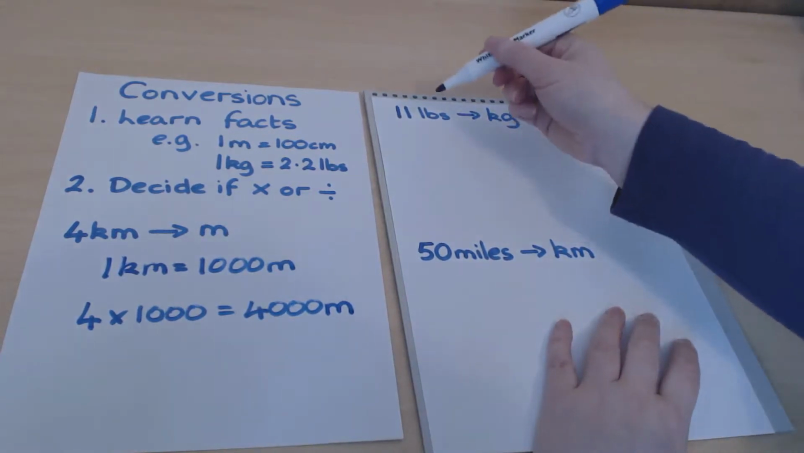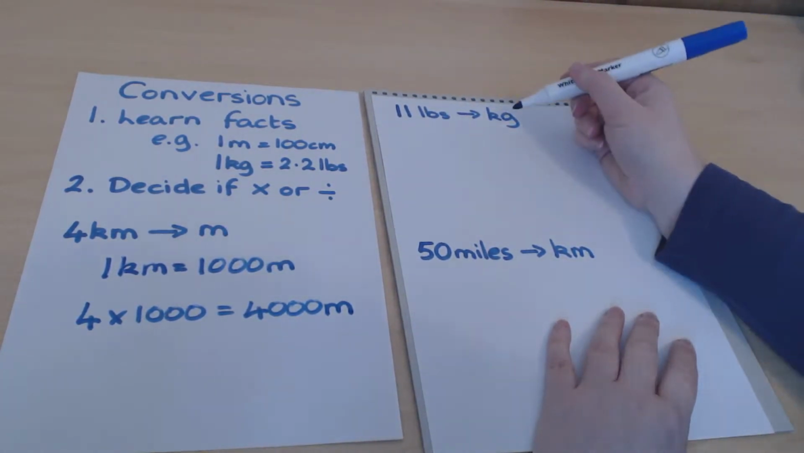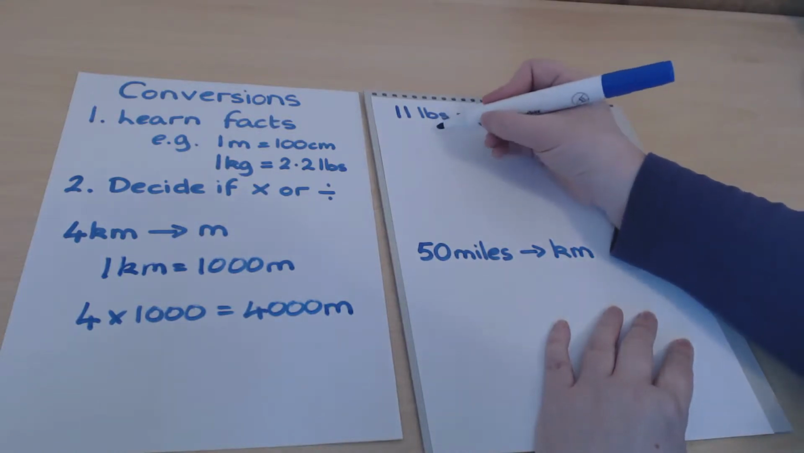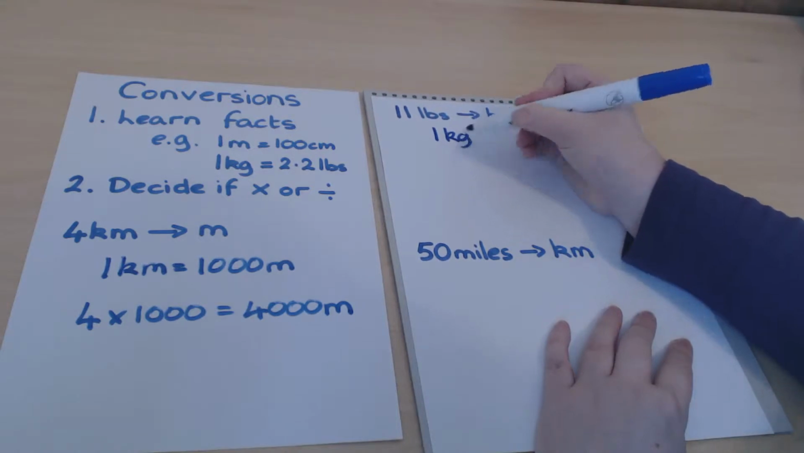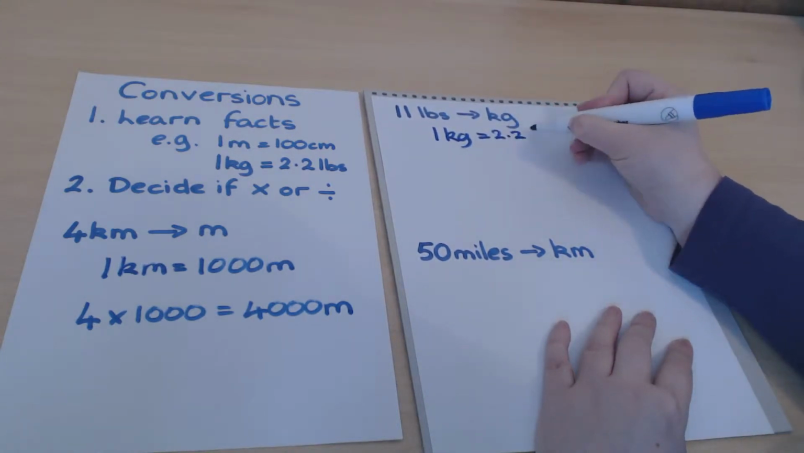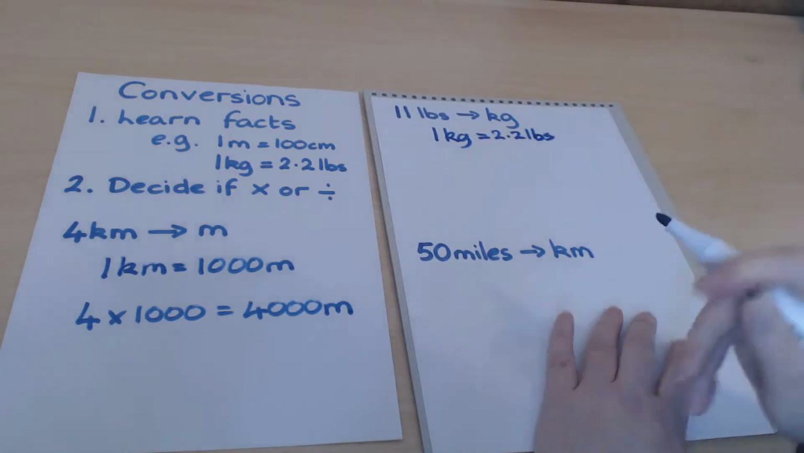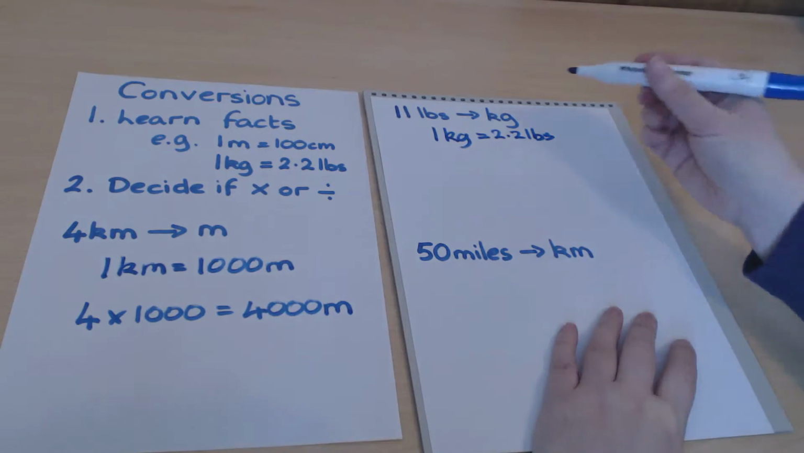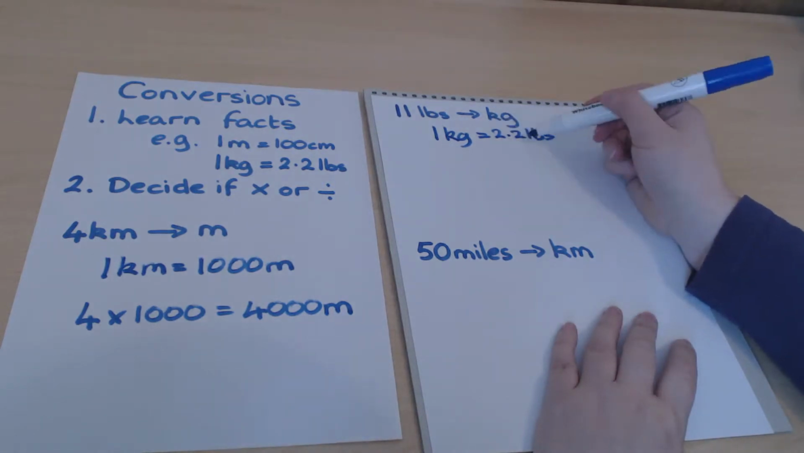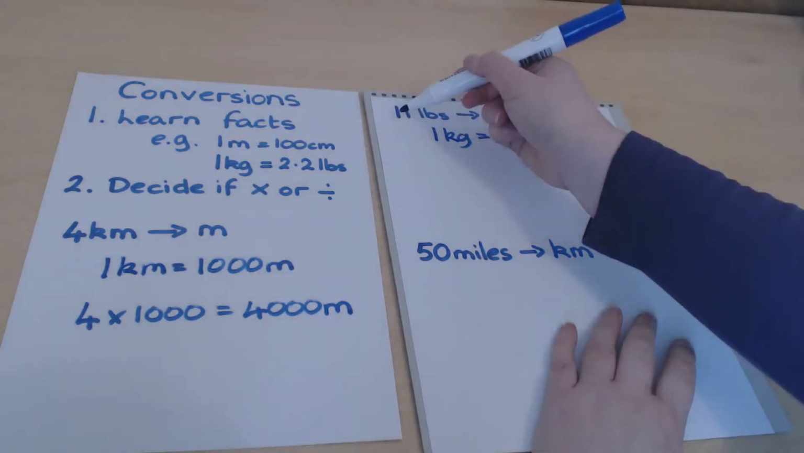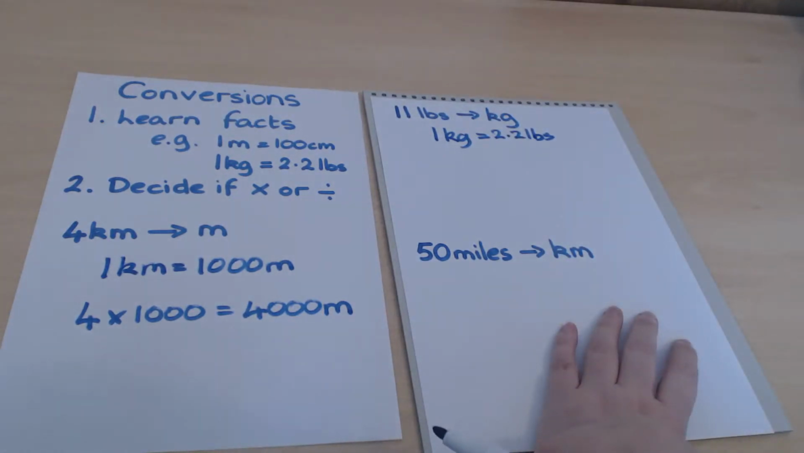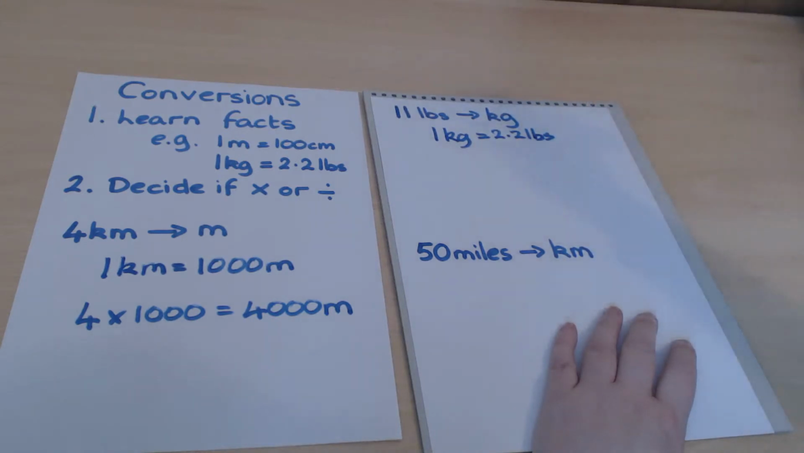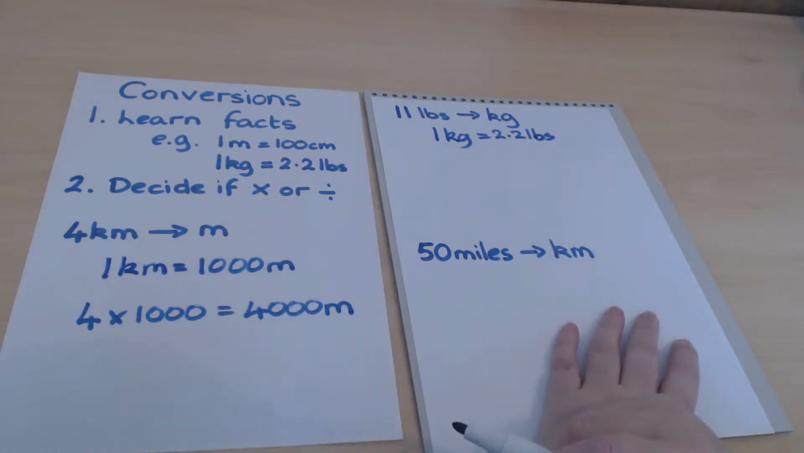So here we go. We're going to do 11 pounds and we need to turn those into kilograms. So first of all, we need our fact. So the fact here is that 1 kilogram equals 2.2 pounds. Okay, so what we'd have to do in this situation is we'd need to work out how many lots of 2.2 pounds there are in 11, but there is another way that we can do this. Okay, so you could do 11 divided by 2.2, but unless you're going to use a calculator for that, that might be a bit tricky.